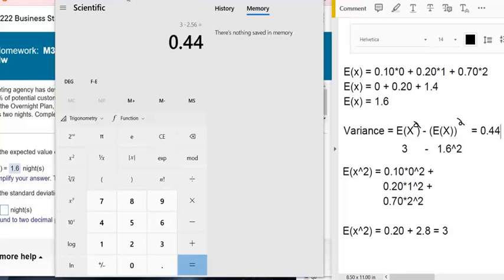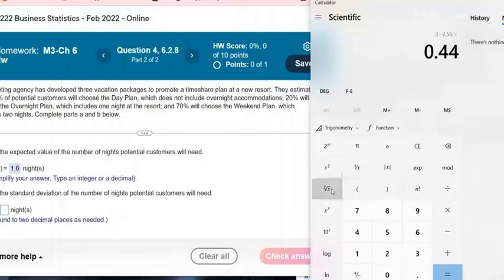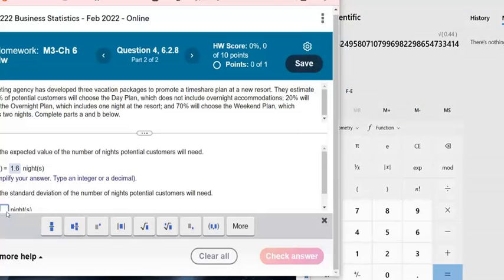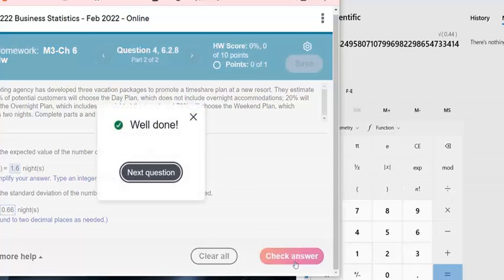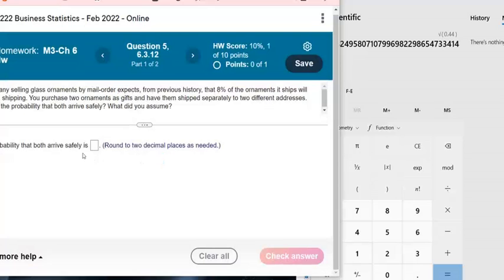And since they asked for the standard deviation, we just need to take the square root of the variance. So to 2 decimal places, it looks like it's 0.67. And that's it.